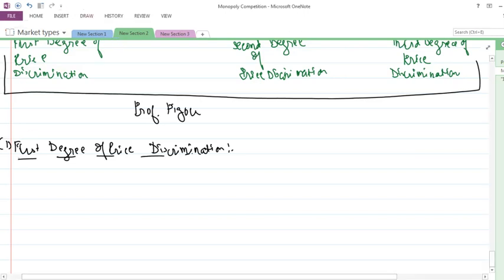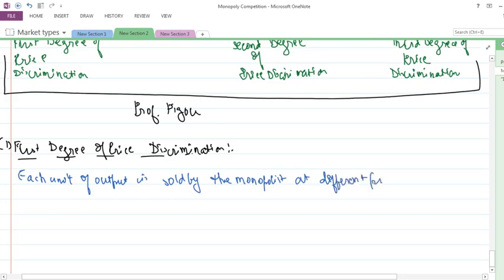So in the first degree of price discrimination, each unit of output is sold by the monopolist at a different price. In other words, it involves maximum possible exploitation of buyers.